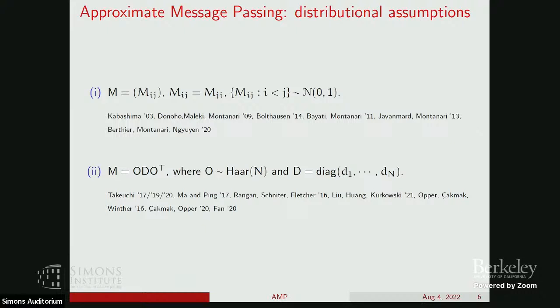And even in this case, AMP style algorithms have been analyzed. Quite a few of these references that I have here emerged from the physics side and were non-rigorous, and then there have been rigorous results in the work of Ma and Ping, Rangan and Schniter, Fletcher, and more recently the work of Zhong. So these algorithms have been proposed, they have been analyzed, and there are rigorous results for these algorithms. Okay.